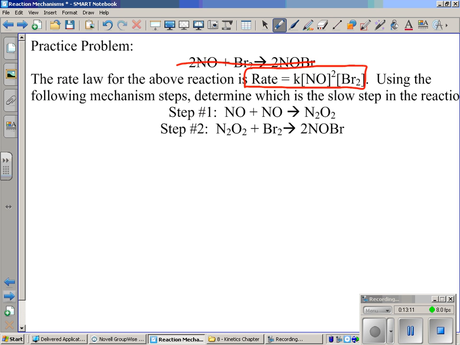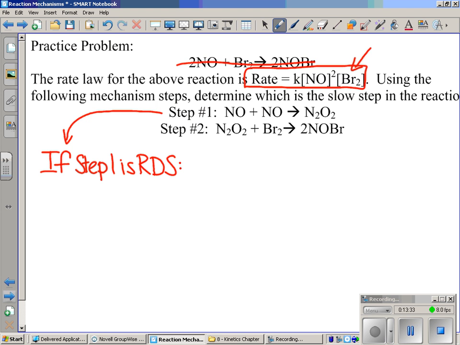Okay, what we can do is figure out which one is the rate determining step based on the fact that the rate determining step should give us this rate law. They told us that this is what the rate law is supposed to be. So what we're going to do is two little scenarios. We're going to say if step 1 is the rate determining step, okay, we'll do the work.